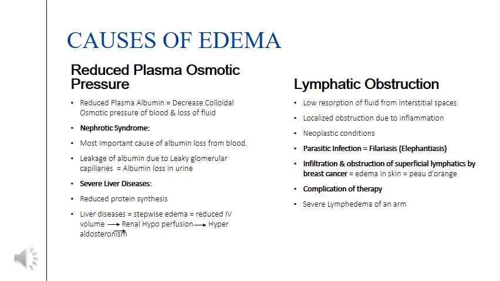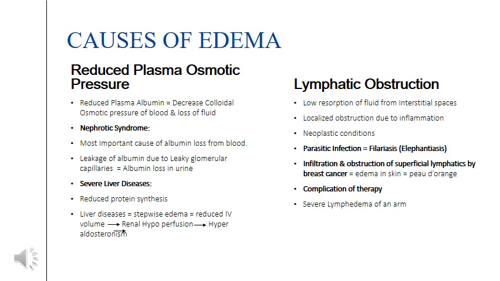then reduced protein production occurs in our body, and liver disease will move toward edema stepwise. First of all, a reduced intravascular volume of protein occurs. When reduced IV volume occurs, renal hypoperfusion will occur, because when albumin production gets low, the volume of blood also gets low. When the volume of blood gets low, blood movement toward the kidney gets slow, and the kidney will face hypoperfusion. This will ultimately lead to decreased plasma osmotic pressure, and this is actually hyperaldosteronism. So all of these are about reduced plasma osmotic pressure.